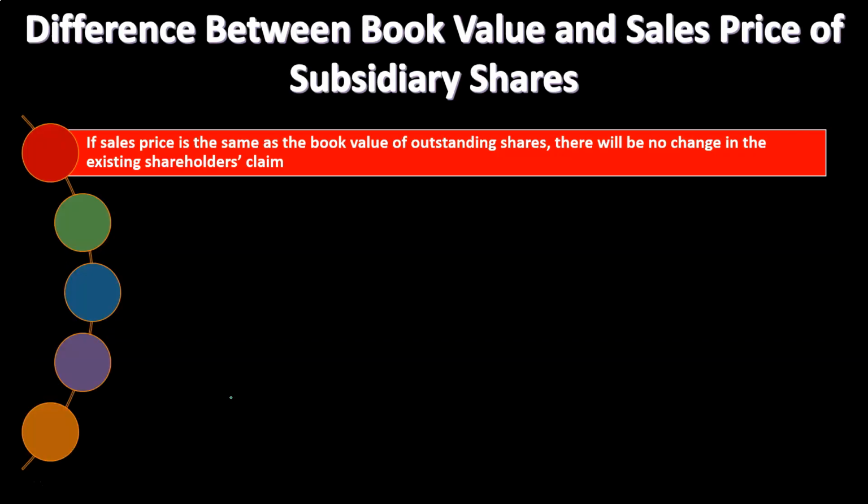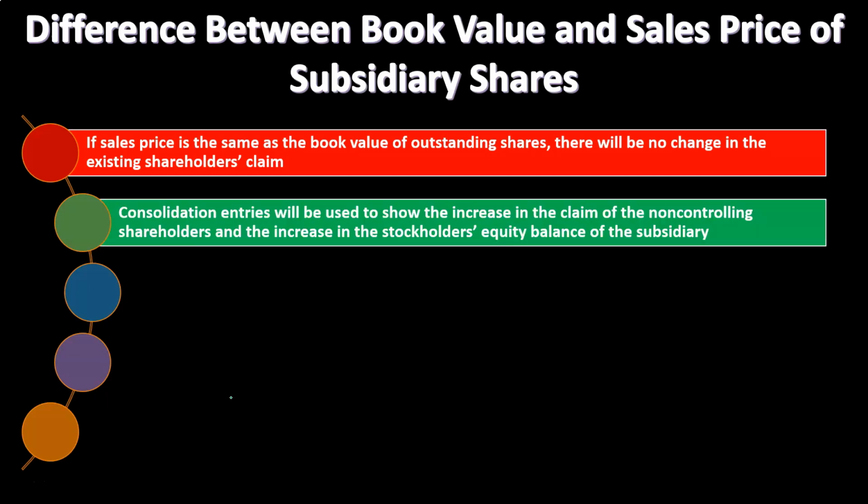So now we want to think about what we do with the difference between the book value and sales price of the subsidiary shares. If we have a difference between the book value and the sales price, what's the effect of that? If the sales price is the same as the book value of the outstanding shares, there will be no change in the existing shareholders' claim, because they sold it basically for the book value at that point.